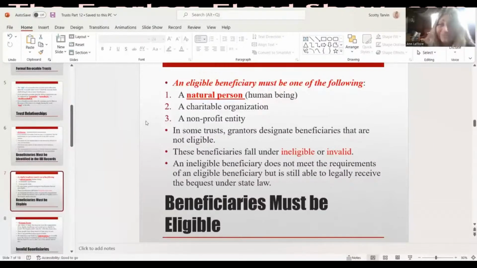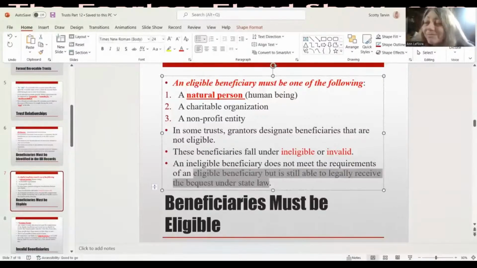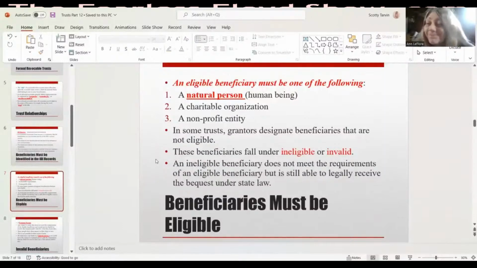In some trusts, grantors designate beneficiaries that are not eligible. These beneficiaries fall under ineligible or invalid status. An ineligible beneficiary does not meet the requirements of an eligible beneficiary, but is still able to legally receive the bequest under state law. Check your local state laws to determine whether or not that is a valid statement incorporated towards your own estate or whatever you're dealing with.